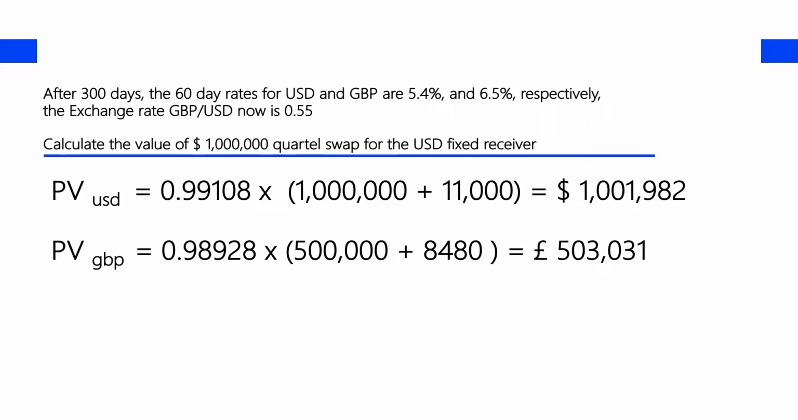To get that back to present value, let's use the 60-day discount factor we calculated as 0.99108. That gives us the present value of those US dollars. Then you repeat the same thing with GBP. We have the last GBP payment of 8,480 and the notional principal of 0.5 million. We need to multiply it by the 60-day discount factor to come up with a present value of the GBP side.